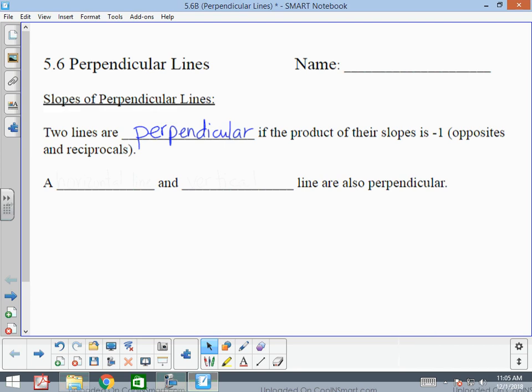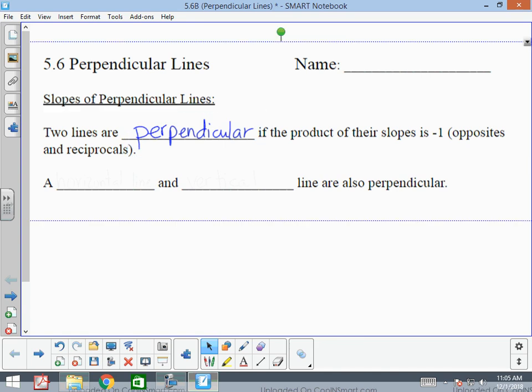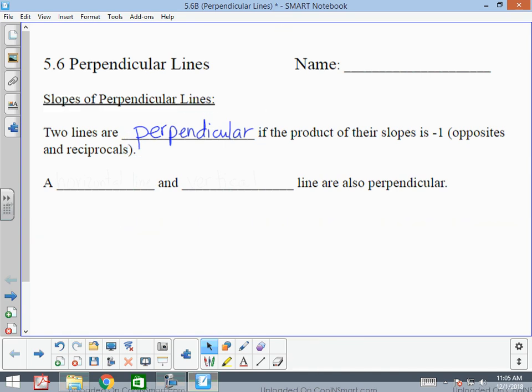Okay, we made it to the last section of chapter 5. This is 5.6b on your video, and this is perpendicular lines. So two lines are perpendicular if the product of their slopes is -1. Now, what I'm going to be saying is they are opposites and reciprocals. They're both opposites and reciprocals.